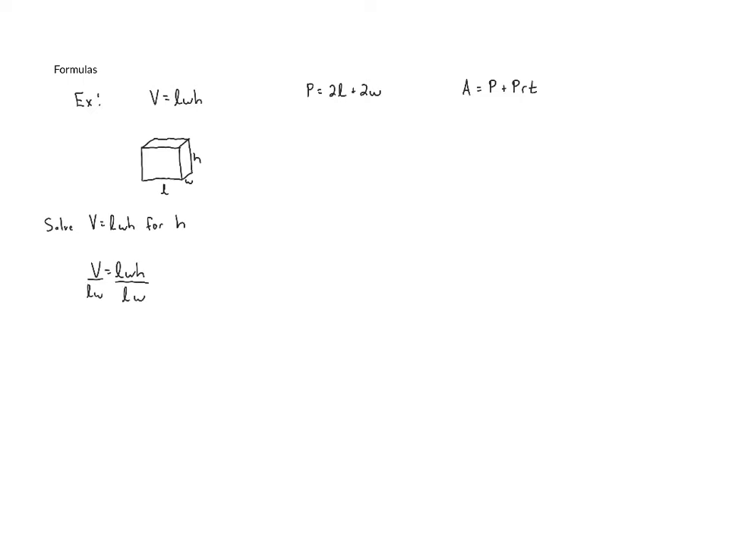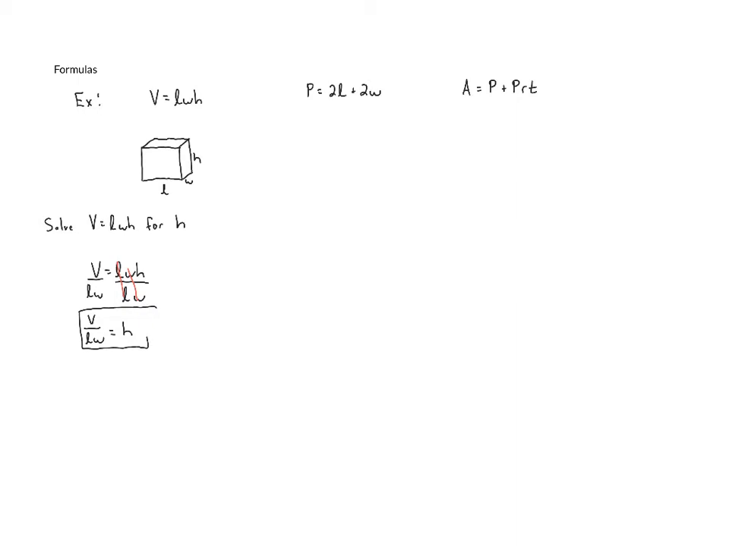Of course, what we do to one side of an equation, we have to do to the other side as well. So we will divide both sides by L and W. On the right-hand side, the L and the W cancel, because L divided by L is just 1, and W divided by W is just 1, so we're left with H. On the left, V divided by LW, we have to write as V over LW because we don't know what those variables represent, and so we can't actually perform the division. We just have to write V over LW.